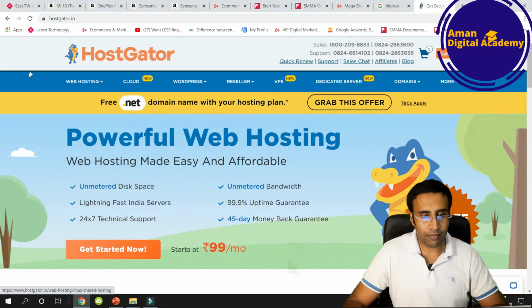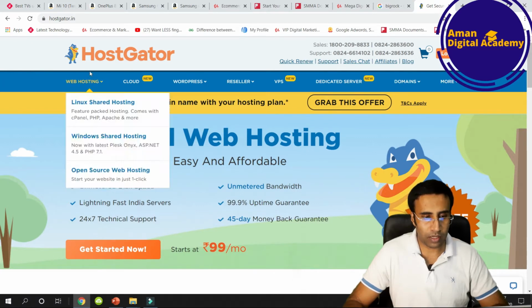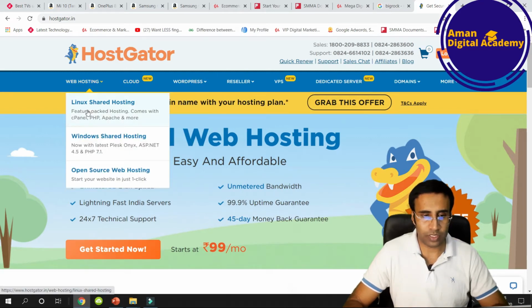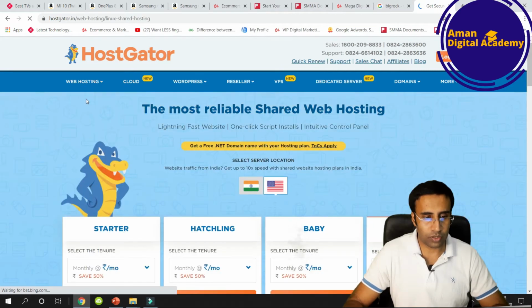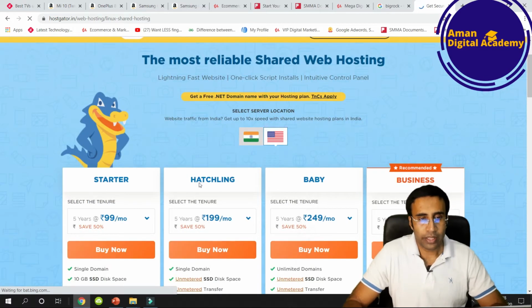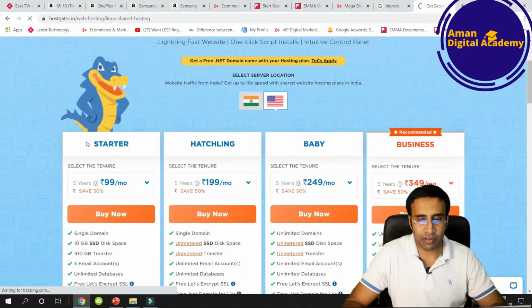Since we have come to this website to understand hosting, first you will see what their plans are and what type of service they are giving. First we'll go for Linux shared hosting, and see what type of hosting service they are providing. Here you will see they have different plans.